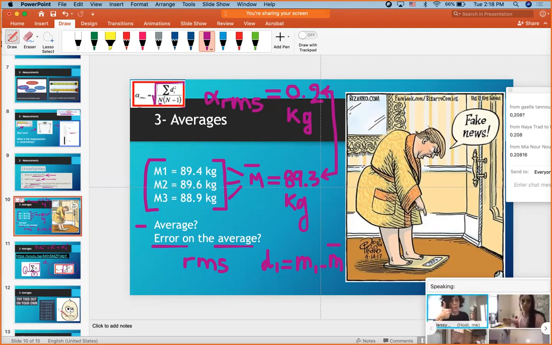So step number 1, round your RMS to 1 sig fig. Step number 2, make sure the unit is the same for RMS and average. Step number 3 is to make sure they have the same number of decimals. Otherwise, round your average or add zeros to your average, because the RMS is the one that dictates how precise the average should be, all right?